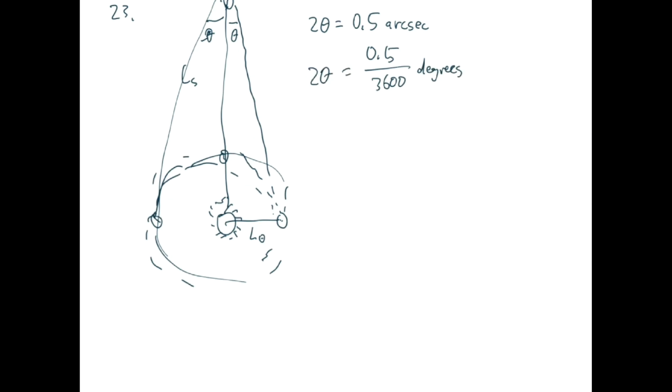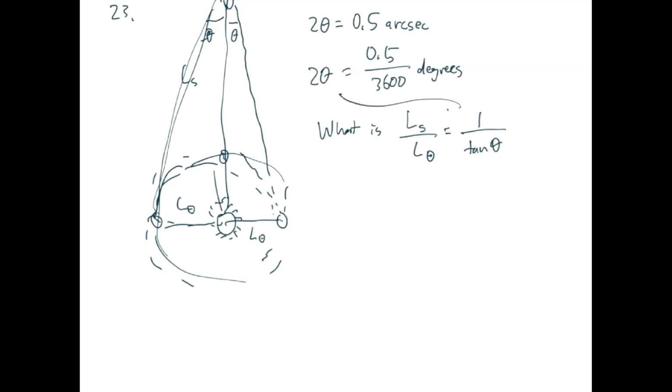Okay, so what the question is asking is, what is this ratio LS divided by L sun? Well, if we look at this triangle here, this ratio is just 1 over tangent of our angle here. And we already know our angle, so we can just plug this in. And we should get a ratio of approximately 8 times 10 to the 5th. And that will be our answer.